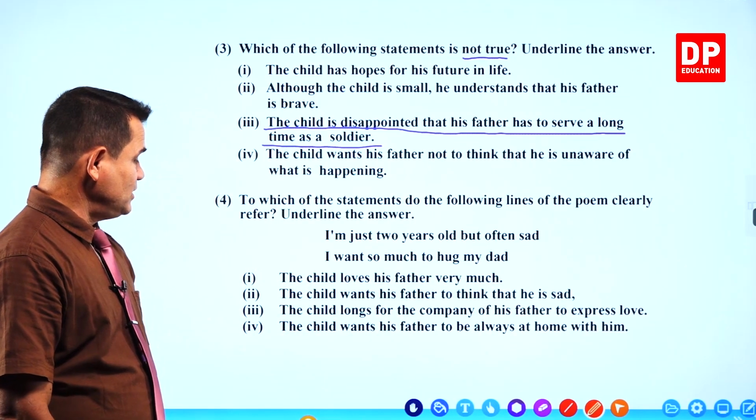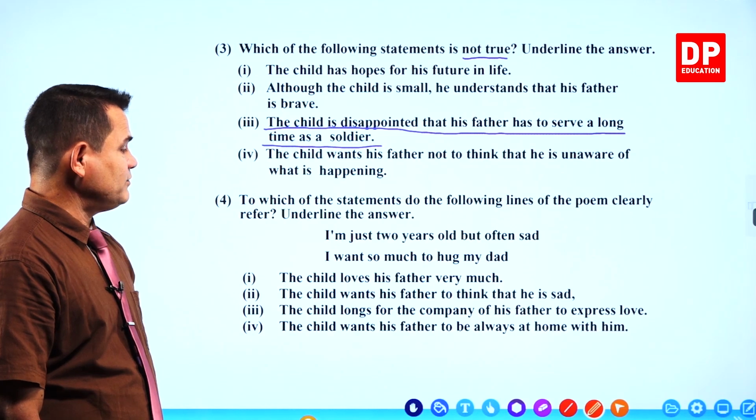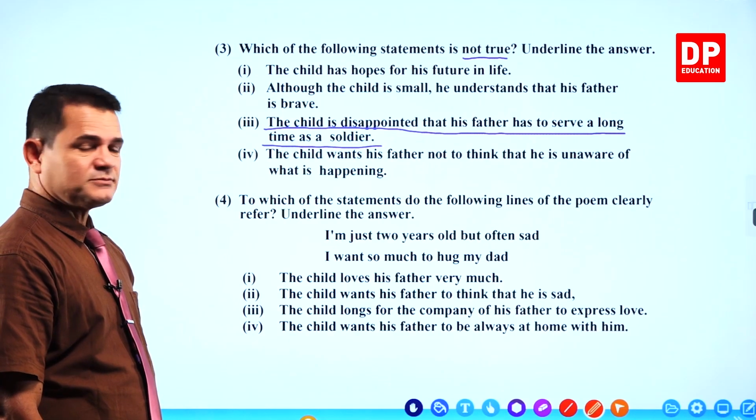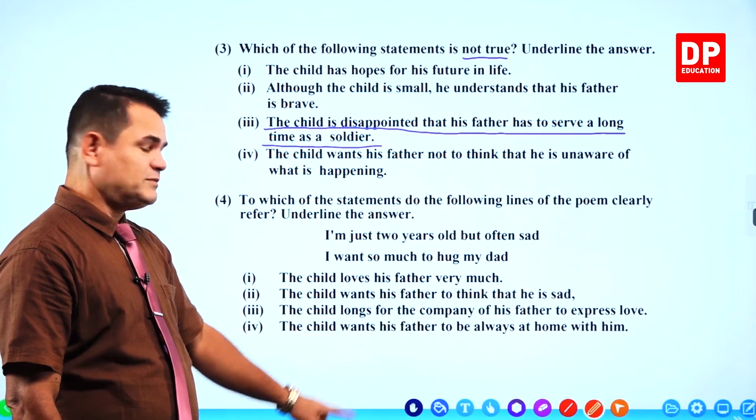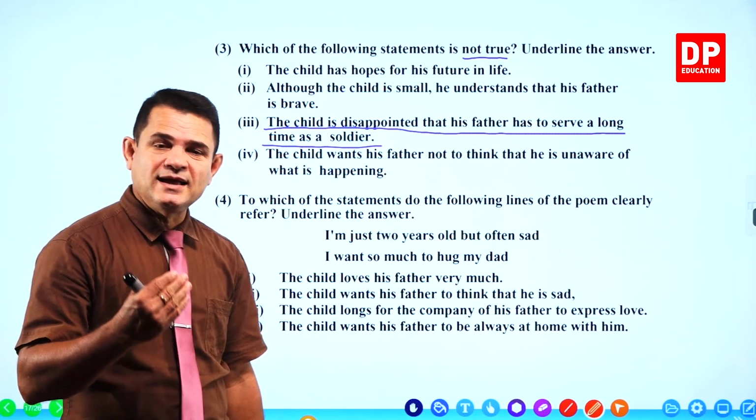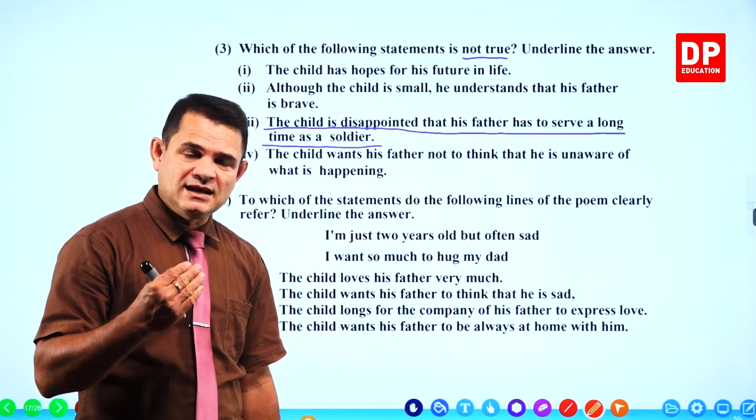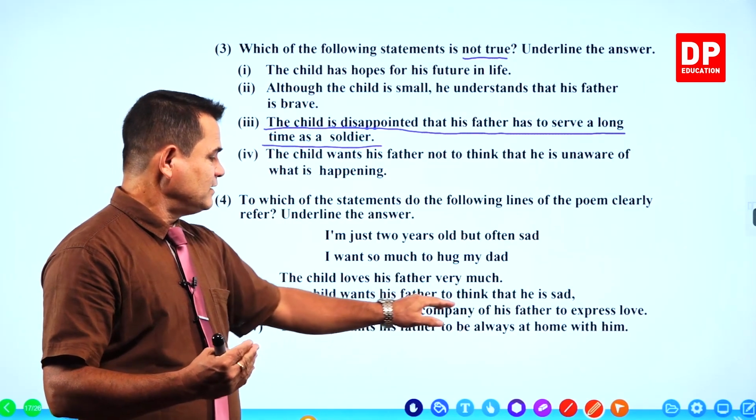The child longs for the company of his father to express love. Longs means he is waiting anxiously. That means he likes for company.